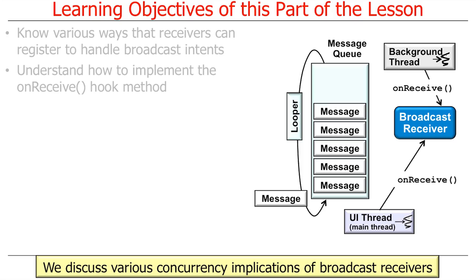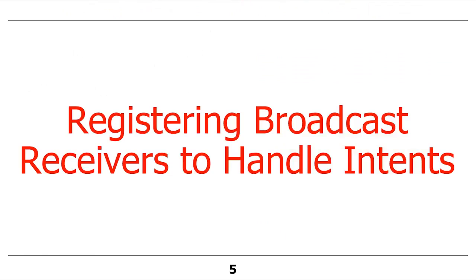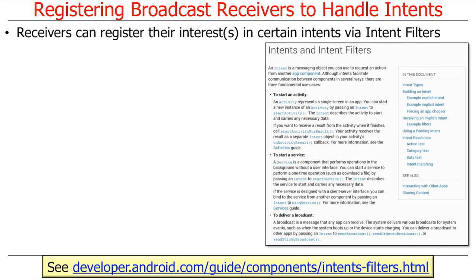We'll discuss various concurrency implications of broadcast receivers throughout this part of the lesson. Finally, you'll be able to recognize the 3 types of Android intent broadcast mechanisms. We'll start by describing how to register broadcast receivers to handle intents. Receivers can register their interests in certain intents by using intent filters, as described in the earlier module on intents.